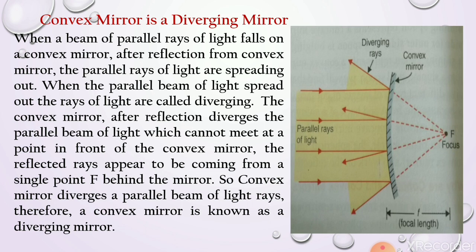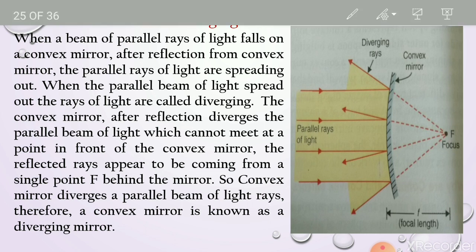So after reflection, what does the convex mirror do? After reflection, the parallel light rays spread out. Spreading out means they are going away from each other. So when the parallel beam of light spreads out, it means they are diverging. They are going away from one another. So when the parallel beam of light spreads out, the light rays are called diverging.